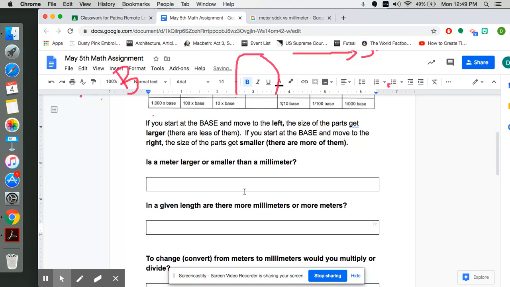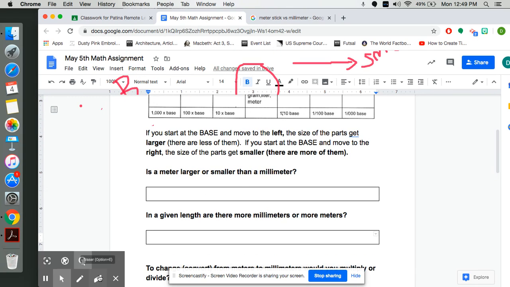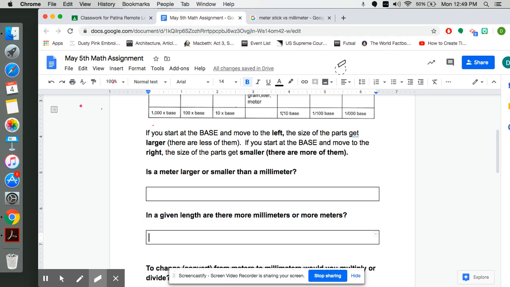All right. So now we're going to talk a little bit about, well, how do I find out how many millimeters are in an object or how many meters there are? So if I have, for example, let's just say I have a length that looks like this here.